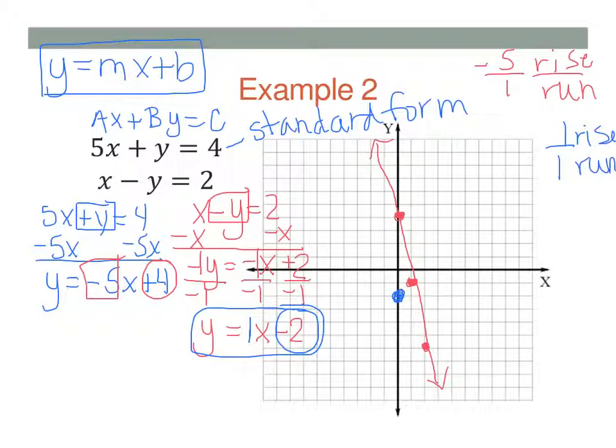So if I start at my y-intercept here at 0, negative 2, I'm going to rise 1 and go to the right 1. From that point, I am going to rise 1 and go to the right 1. And I can keep going and going and going.